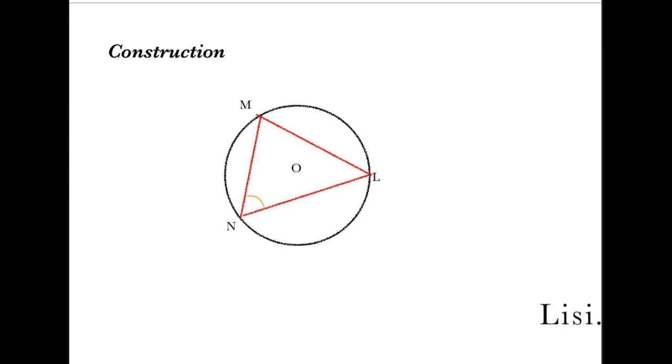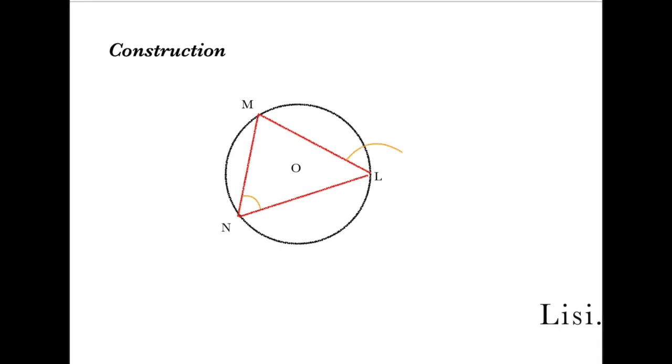With the same measurement, come to L. Place your compass at L. Cut an arc. Begin your arc from LM, from the chord LM. Keep in mind, ma. Begin your arc from the line LM. That is your chord. Okay.